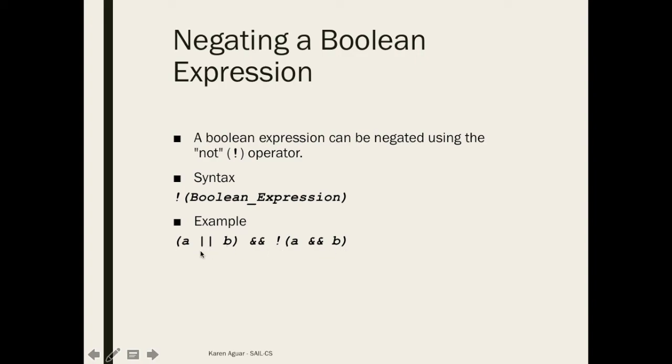This would evaluate A or B, assuming that this is true, right? Since short circuit evaluation would skip all of this if this was false, then we would go to evaluate A and B. If this evaluates true, then we negate it, and this entire thing is false on the right-hand side of the and. If A and B is false, then we negate it, and this becomes true.